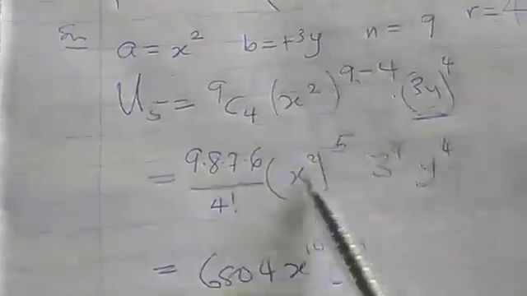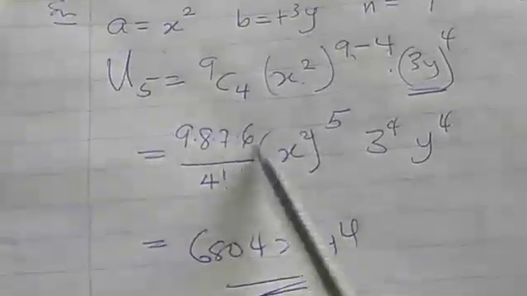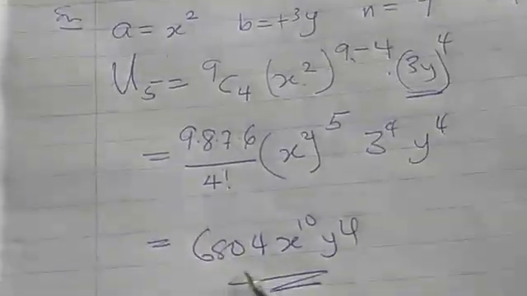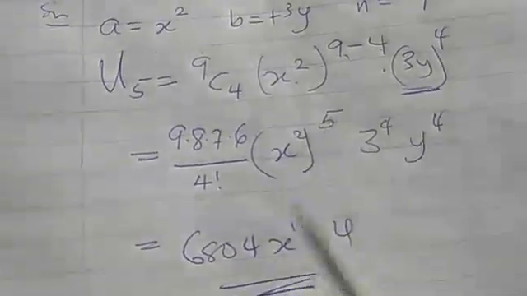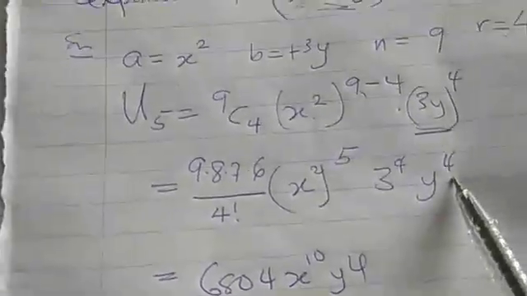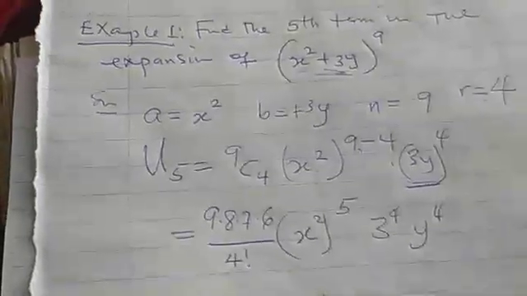9 minus 4 is 5. If you simplify further, this one and this 81 will give you 6804. S raised to power 2 raised to power 5 will give me s raised to power 10, and y raised to power 4. That's our answer. Let's consider another example on this for better understanding.